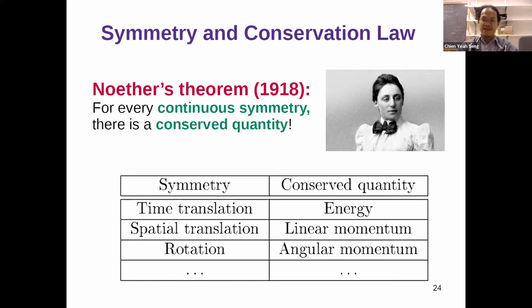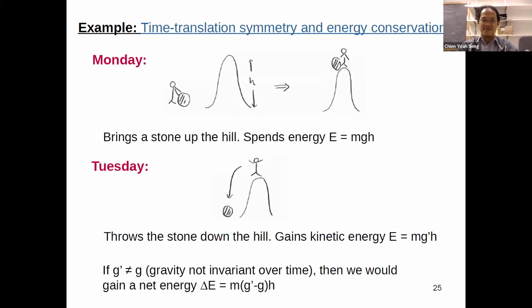And to give you a simple example to understand Noether's theorem, let us consider this picture. So you bring a very heavy stone up a hill. So that spends you an energy because you want to build up the potential energy of the stone. And that spends you an energy of mgh. Suppose the gravitational constant on Monday is G, and then on Tuesday you throw the stone down the hill, then its potential energy turns into kinetic energy of mG'h.